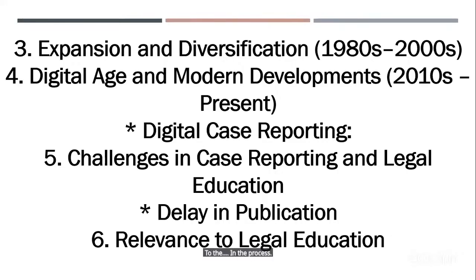So inconsistency in citation styles is also another challenge, because we cannot point to any single uniform citation format that is enforced. This causes confusion for students. Another challenge you can mention is access and cost. Commercial law reports can be expensive, limiting access for students or universities that are underfunded.